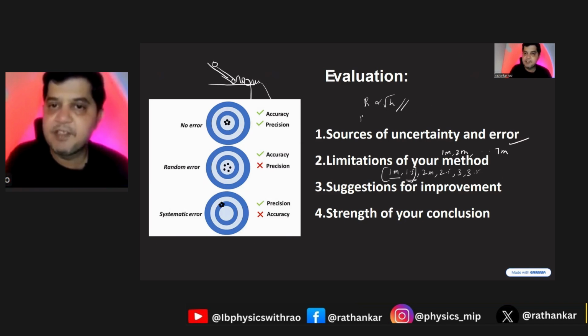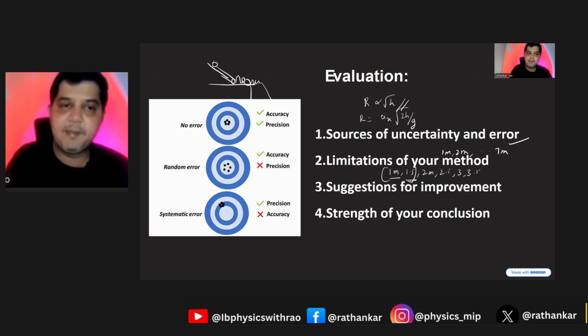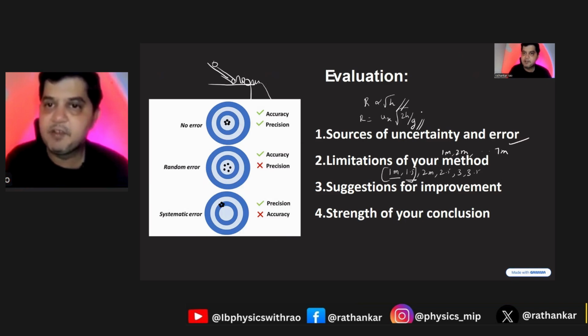What is the expression for this? R is equal to ux into square root of 2h divided by g, right? The value of ux is known, and the values of h and r are being estimated or determined using your experimentation, and the value of g is calculated using the slope. How does it look like? It looks like ux by root 2 into root h, right?